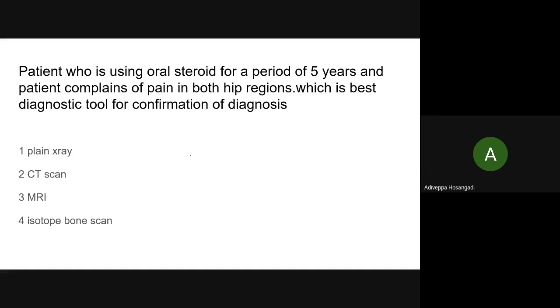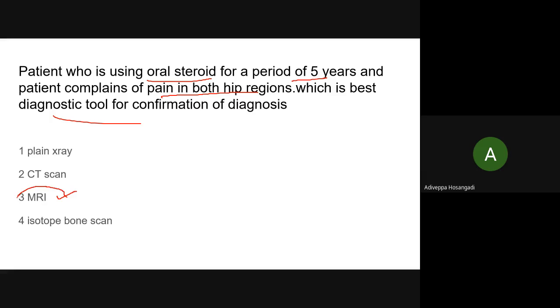There's no brainer. A patient who is using oral steroids for a period of 5 years complains of pain in both hips. Which is the best diagnostic tool? There was some confusion in answering the previous question. MRI. Yes, MRI. You know why?